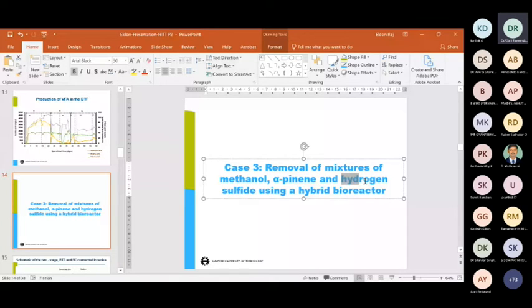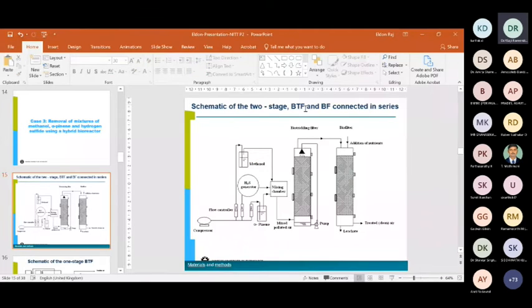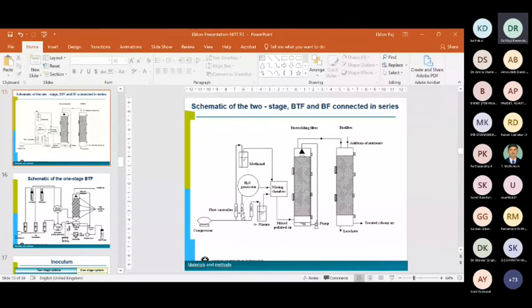So we have three different types of pollutants, and we had two different types of bioreactor. One is a two-stage bioreactor. First is a biotrickling filter, and then a biofilter. And the second system was just one biotrickling filter. So we generated all the gases, the hydrogen sulfide, methanol, and alpha pinene, from in-house generators. We did not buy canisters, or any pure gases. We just generated them in-house, and they were all passed to the first reactor in an upflow mode, and whatever was left over was treated in the biofilter.